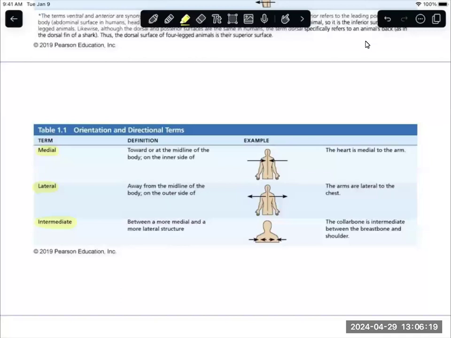Intermediate is when we're talking about something that is between two structures. So your book says the collarbone is intermediate to the breastbone and the shoulder. I don't know why they wrote intermediate between. It's just intermediate to the breastbone and the shoulder. The heart is intermediate to both of your lungs. It is between both lungs.